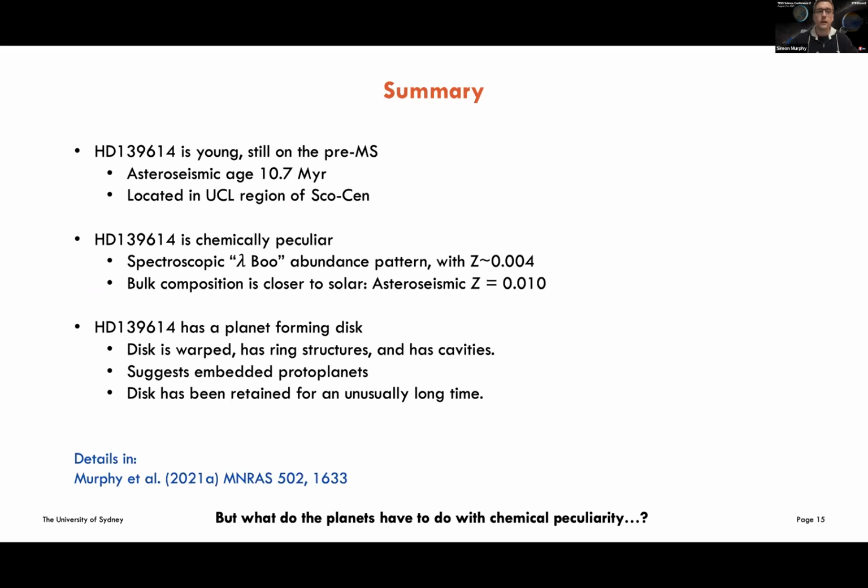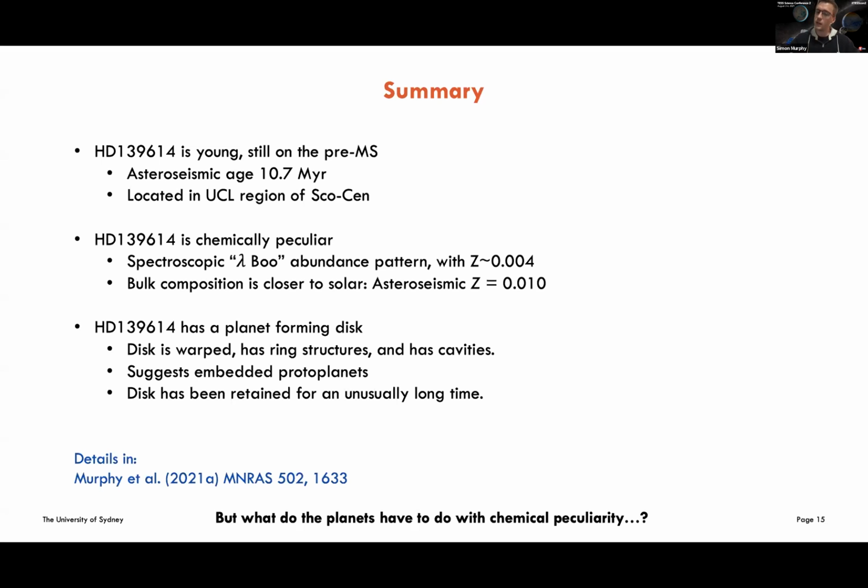So in summary, HD 139614 is a young star. It's still in the pre-main sequence. We get an asteroseismic age of 10.7 mega years. It's also chemically peculiar. While the spectroscopy, which really only probes the photosphere, shows a metal mass fraction around 0.004, the asteroseismic metal mass fraction is significantly higher, and that really samples the bulk composition of the star, showing that the star is chemically peculiar. And the star has this planet-forming disk. It's a warped disk, it has ring structures, it has cavities, and this is suggestive of embedded protoplanets.